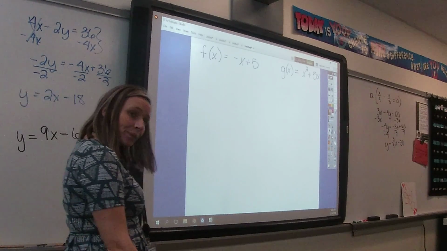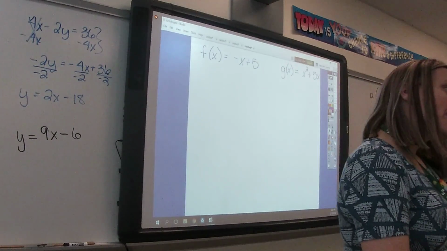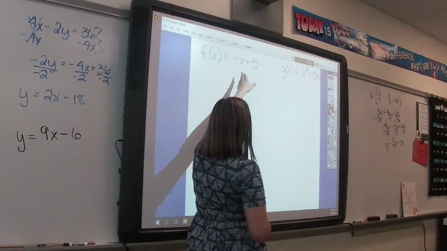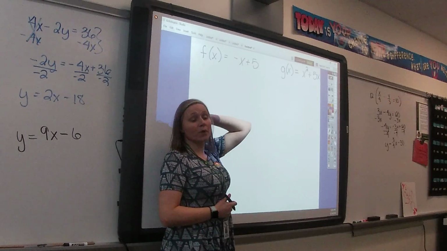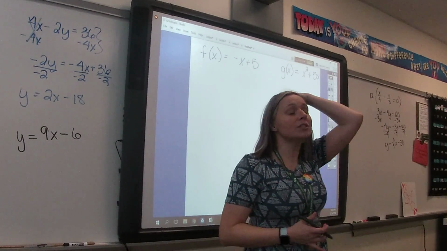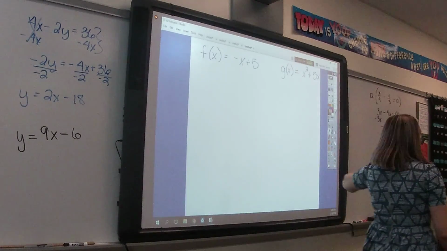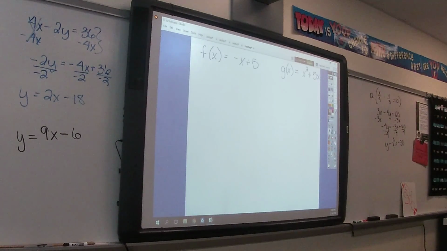So can it be any letter except for x? So f of x, g of x? Well, yes, but it also could be like x of t, right? So maybe our variable is time, and so the letter we want to have in here is t. Okay, and we will get to that later this week. So they are just truly dummy variables. We just tend to start with f of x, and we tend to use x as our input.